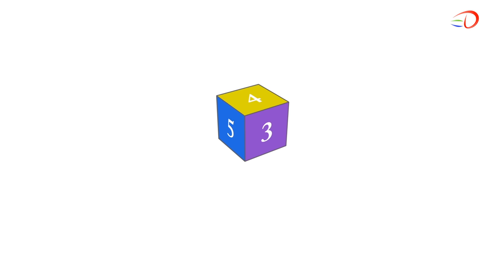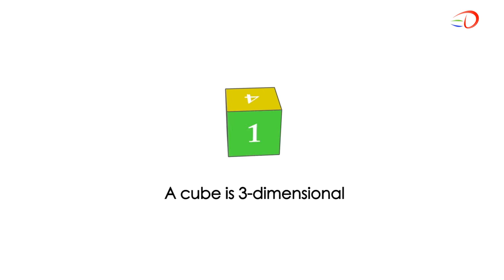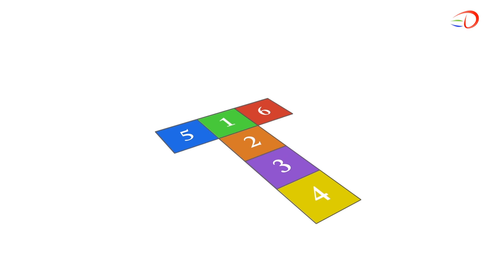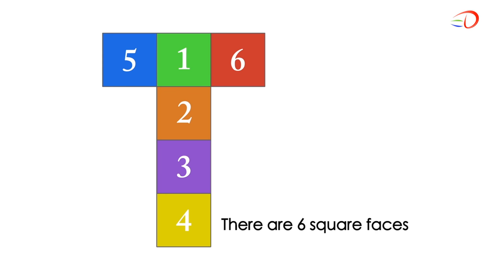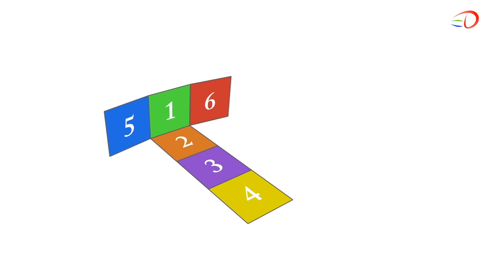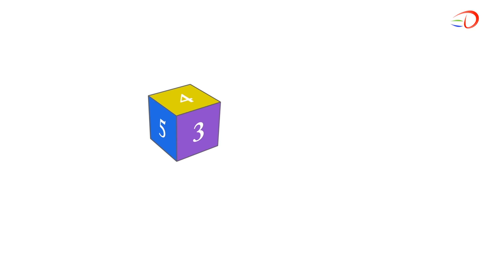What is the net of a cube? A cube is three-dimensional. If we open up a cube and lay it flat, we'll see that there are six square faces. 1, 2, 3, 4, 5, and 6. This is a net of the cube. A net is two-dimensional. It can be folded to make a three-dimensional cube.